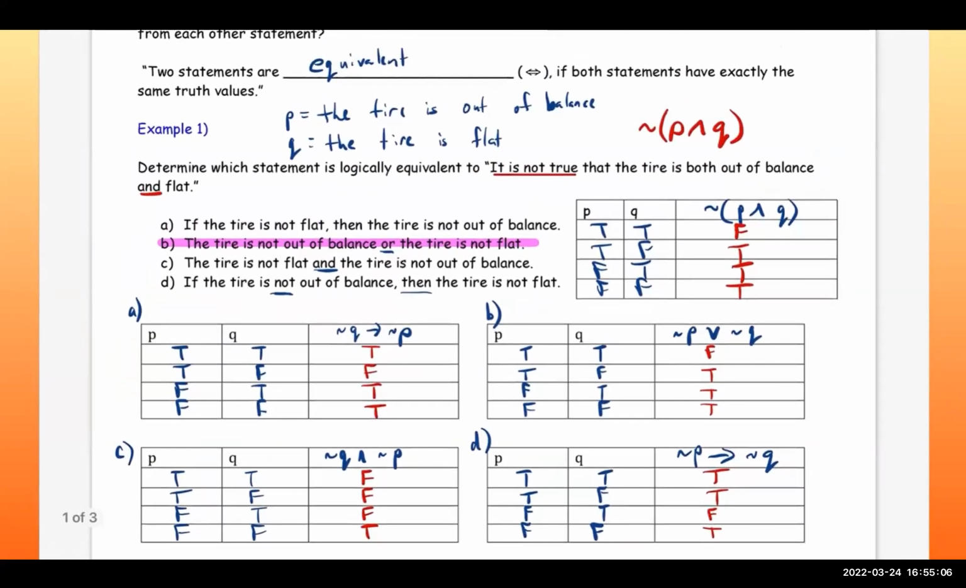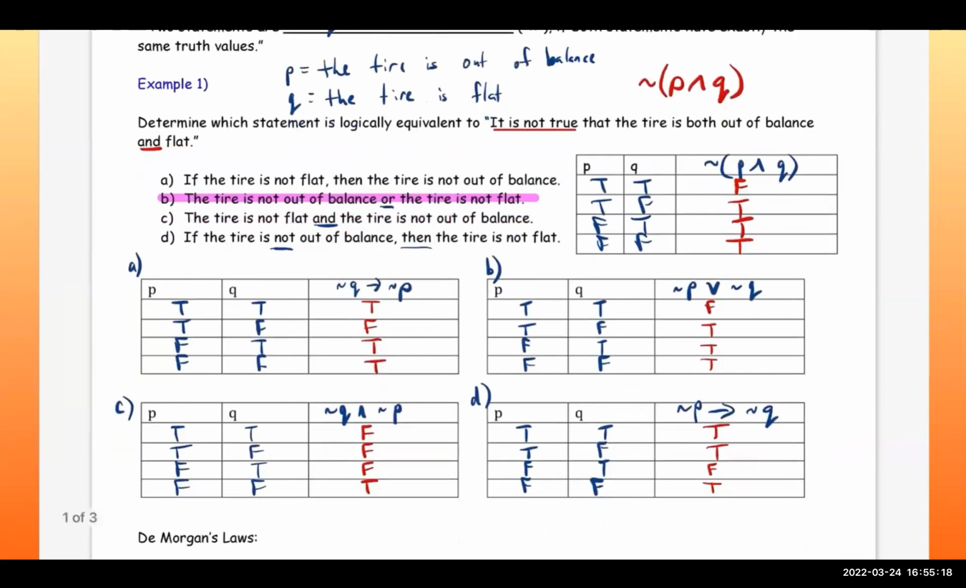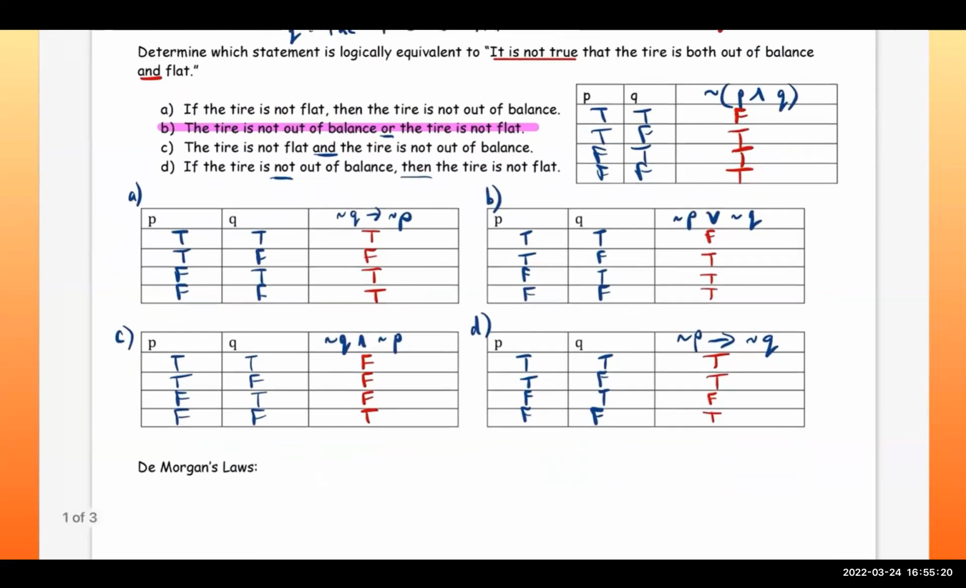It is not true that the tire is both out of balance and flat. Is equivalent to the tire is not out of balance or the tire is not flat. All right, so that's how you determine whether two statements are logically equivalent. You fill out their truth tables and you look at which one has the same truth values.